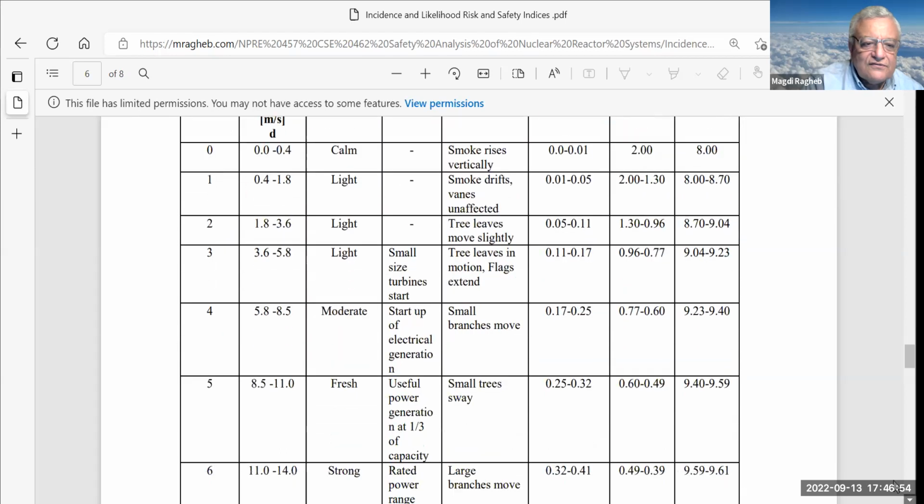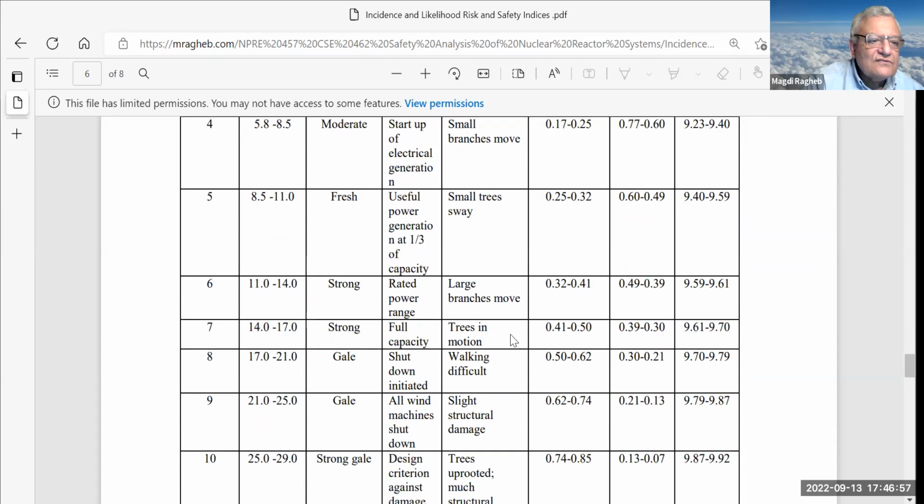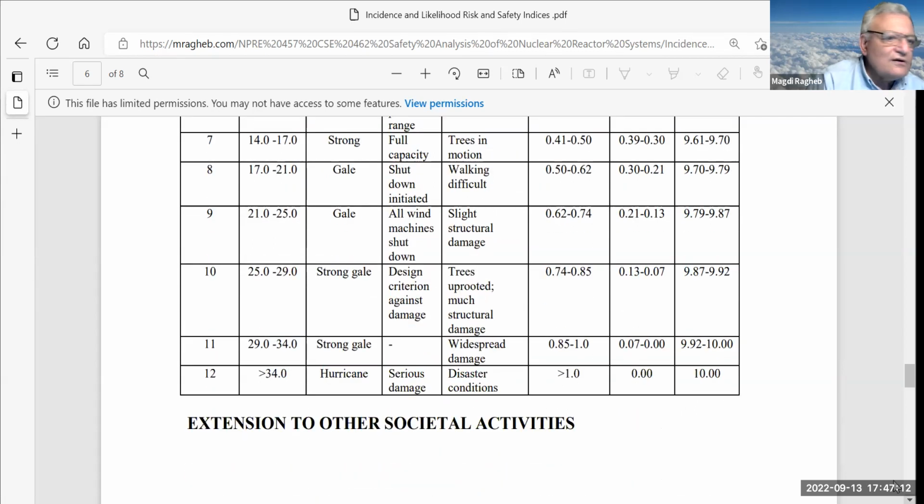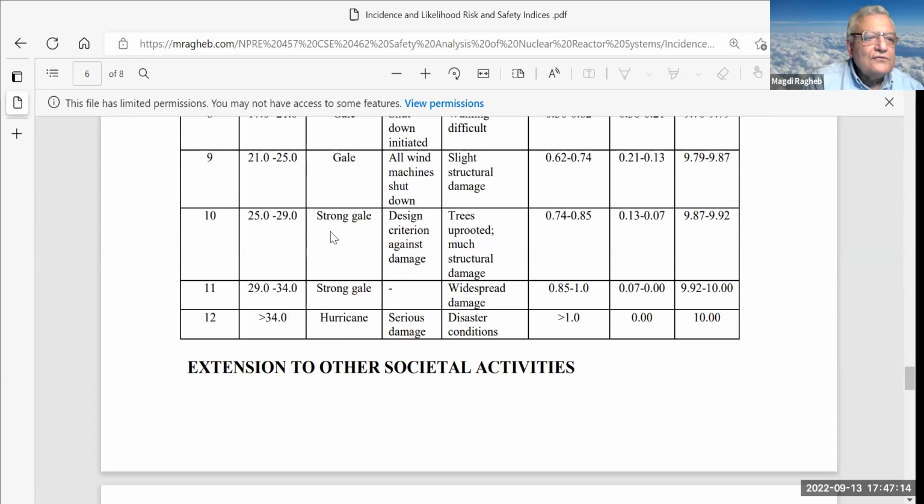And in the case where you start at a strong 14 meters per second, you'll find that large branches start moving. At 25 meters per second, you start getting some structural damage in homes, like the shingles maybe will fly off the roof. At 29 meters per second, the trees are uprooted, much structural damage occurs. And at 34 meters per second, that's widespread damage. Above 34, which is hurricane level winds, you get a disaster condition.